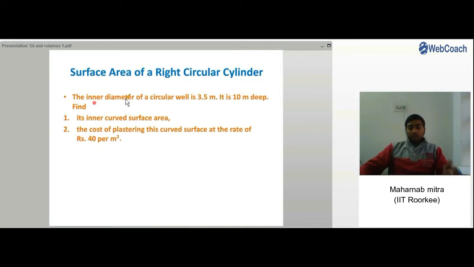So let us solve one more question based on this. The inner diameter of a circular well is 3.5 meters. It is 10 meters deep.